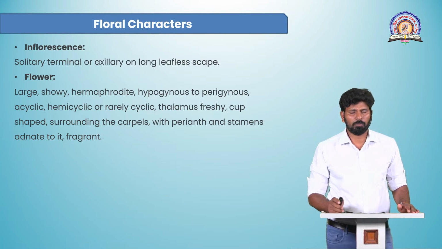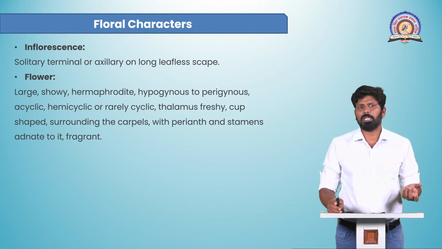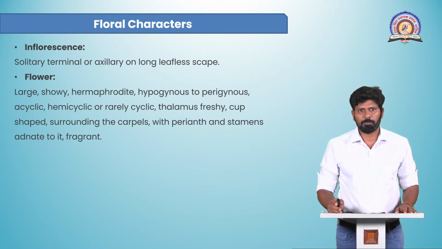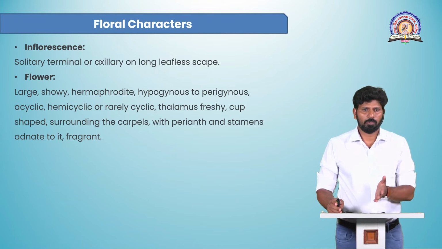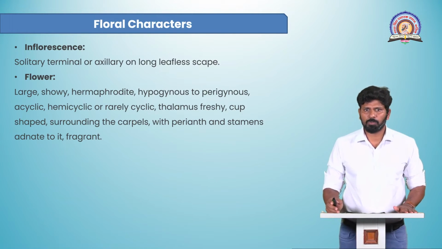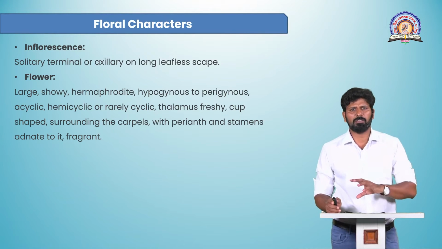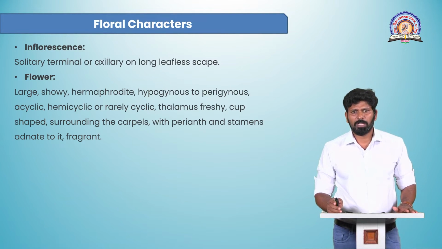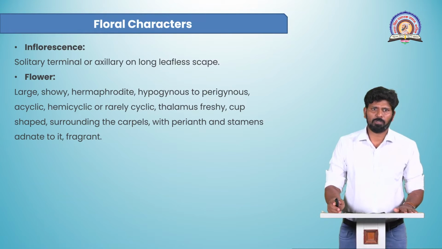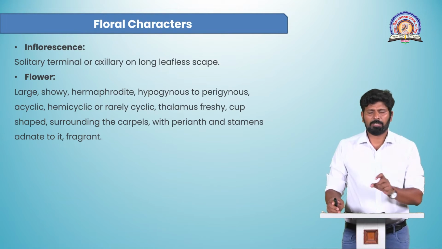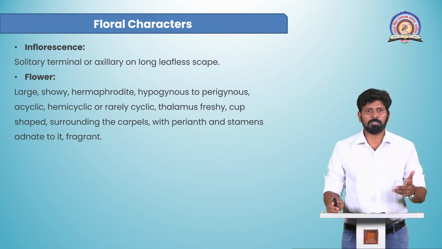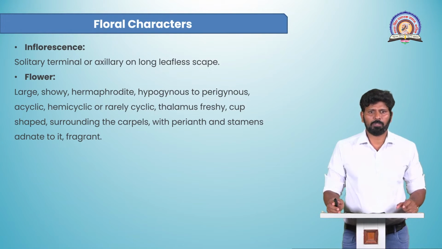And then hermaphrodite. Why is this hermaphrodite? Because male and female sex organs are both present: stamens are there, ovary is there. Then hypogynous to epigynous. So in some plants, the flower is hypogynous, ovary is superior, and in some plants, the flower is perigynous, acyclic, hemicyclic or rarely cyclic. Why are these characters changing? Because we are discussing the full family, or the whole members of the family.